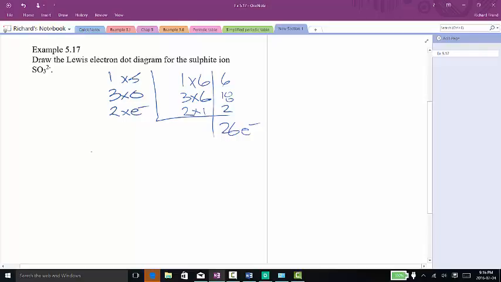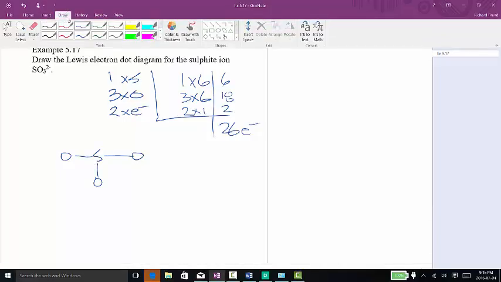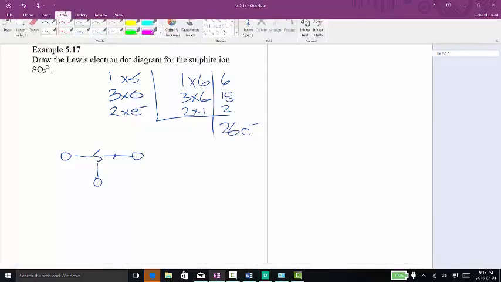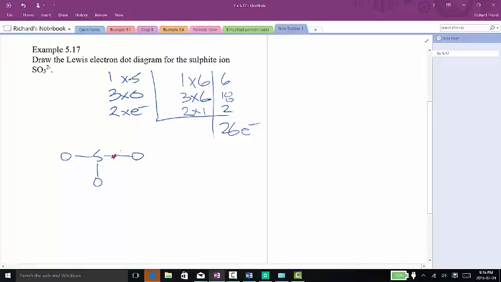So I'm going to start by putting the sulfur down as the central atom. I'm putting 3 oxygens down around that and connecting the oxygens to the central atom with a single line representing the sharing of a pair of electrons. So now I'm going to draw the dots on the lines. Each pair of dots represents the sharing of a pair of electrons in a chemical covalent bond.